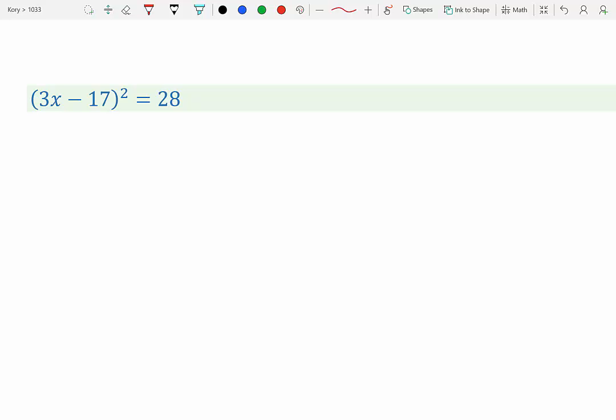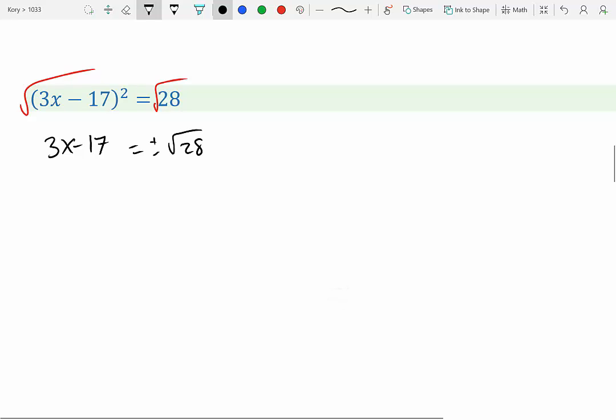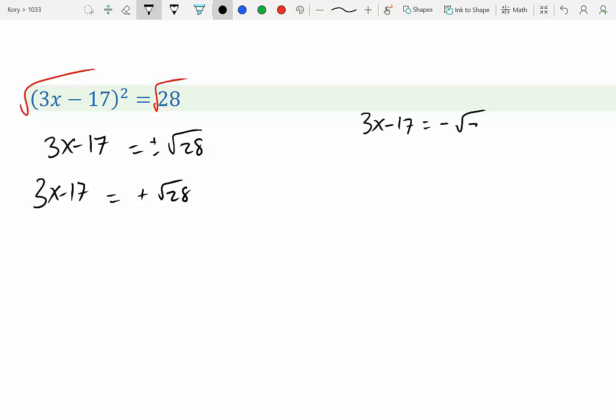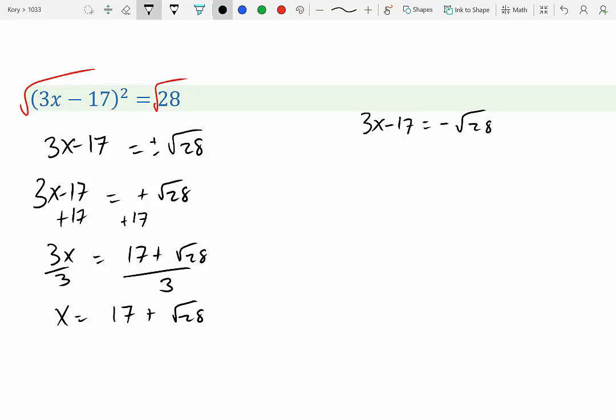Since there's nothing to the left or to the right, we can go ahead and take the square root. So we have 3x minus 17 equals positive negative square root of 28. So we have 3x minus 17 equals positive square root of 28. And then we have 3x minus 17 equals negative square root of 28. So we add 17. So we have 3x equals 17 plus the square root of 28, and then divide by 3. So we have x equals 17 plus the square root of 28 over 3.